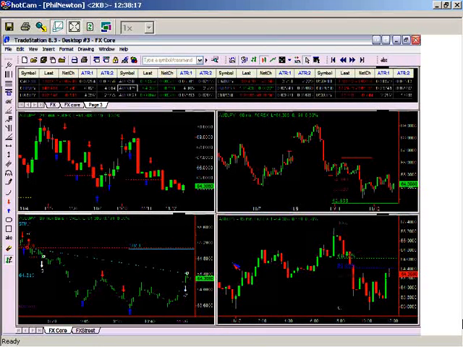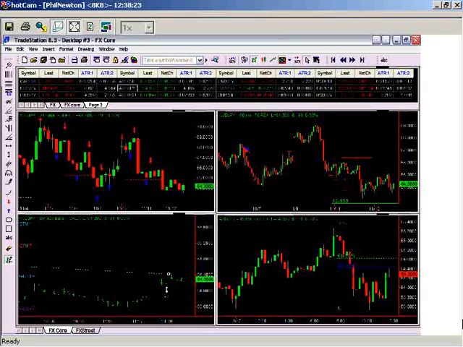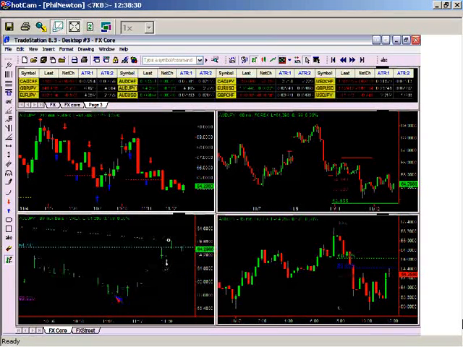What am I going to look for? Guess what? I'm going to look for a bias change on the lower time frames. What's price doing on the lower time frames? Say what you see in the chart. It's making higher lows, higher highs.